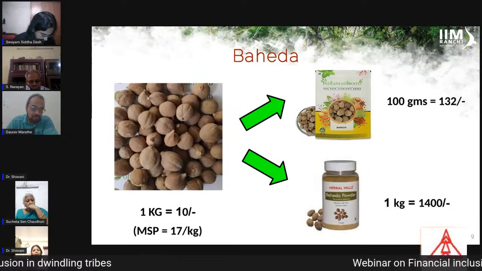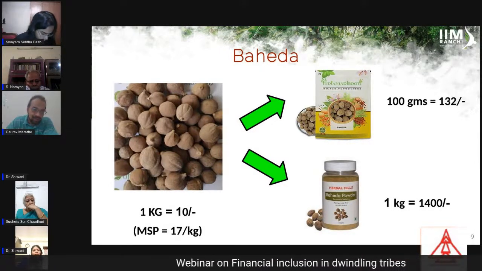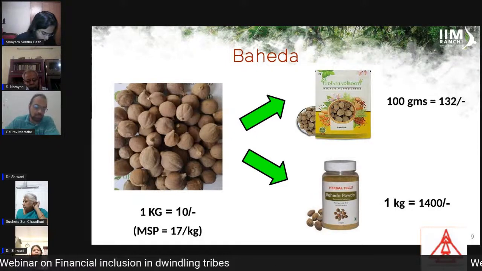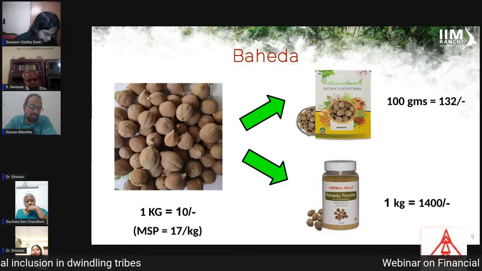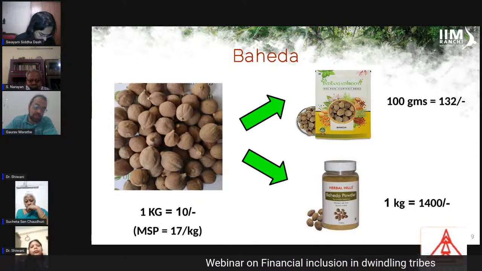I mean, these communities that I am discussing, they stay in the forest. They have all these resources. They regularly collect them, but then they sell them at a low value. Basically, they are exploited. Or Baheda: for 1 kg you get 10 rupees from the middleman. But MSP is promised at 17 per kg.